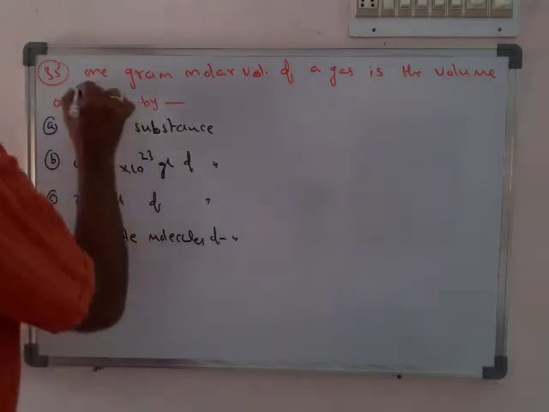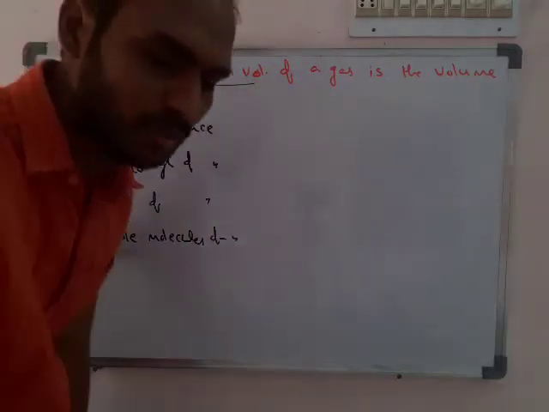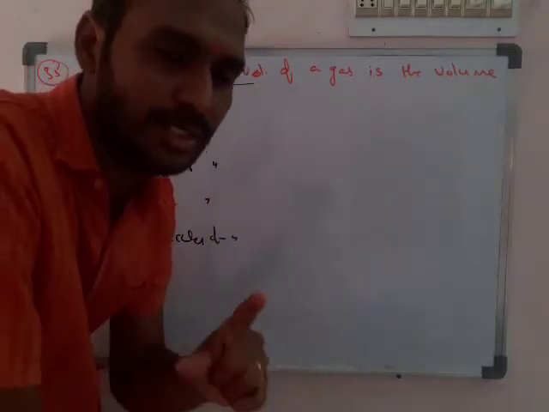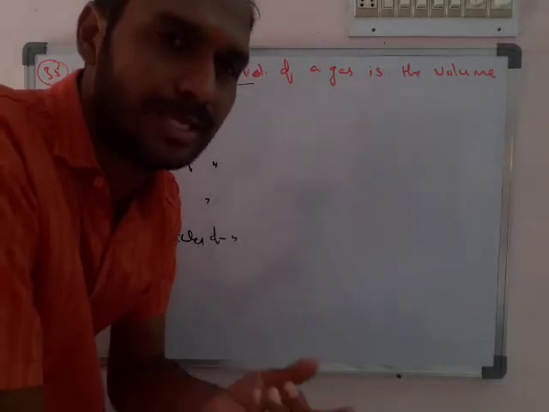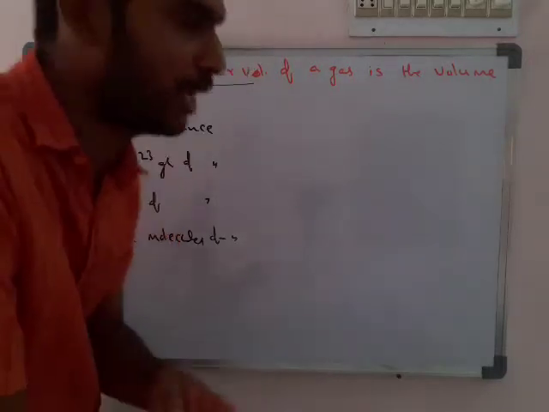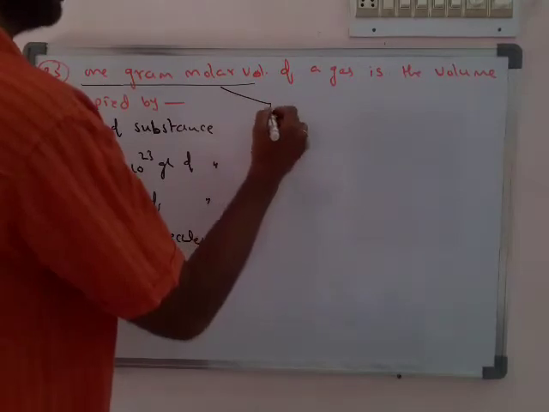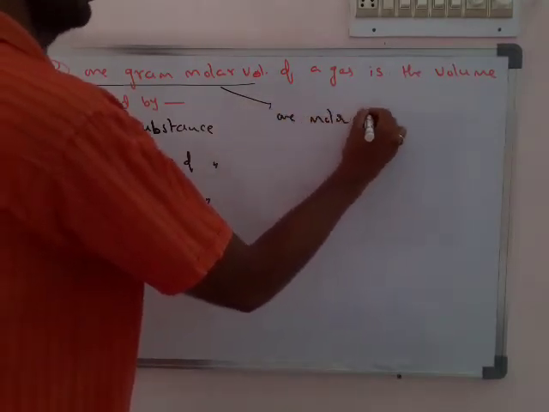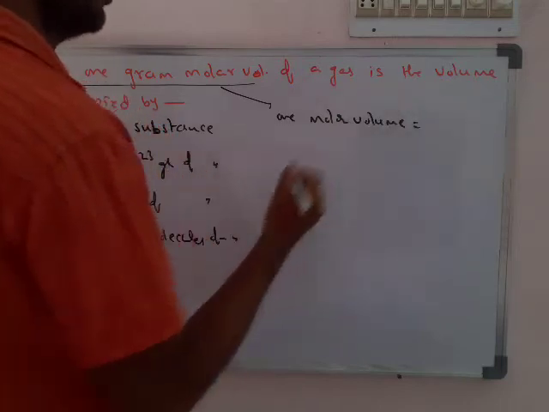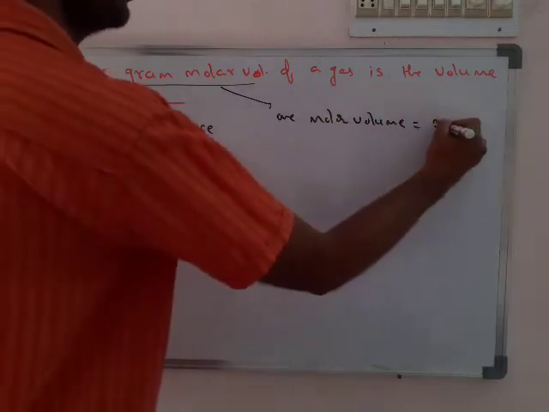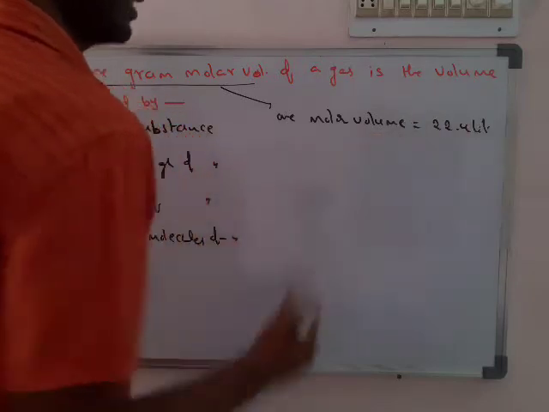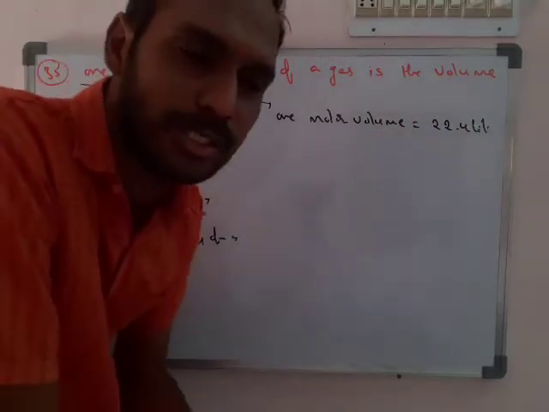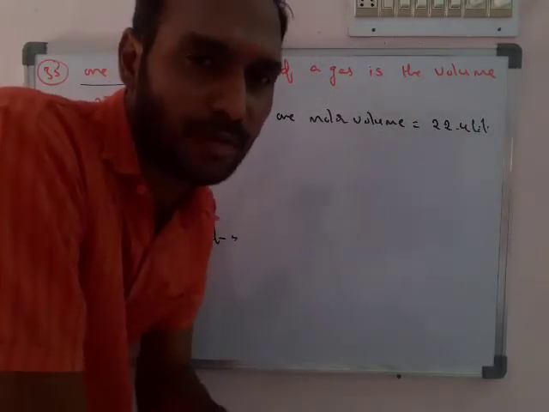So here, 1 gram molar does not mean the exact weight. It means 1 molar volume. So 1 molar volume is nothing but how much? That is 22.4 liters. If it were 11.2 liters, that would be half molar volume.